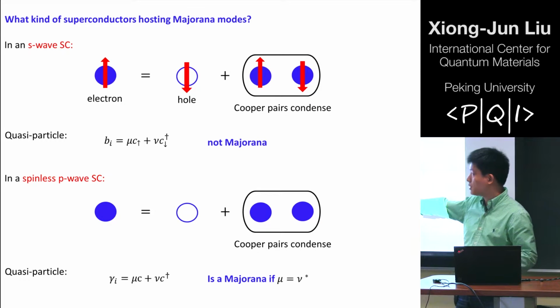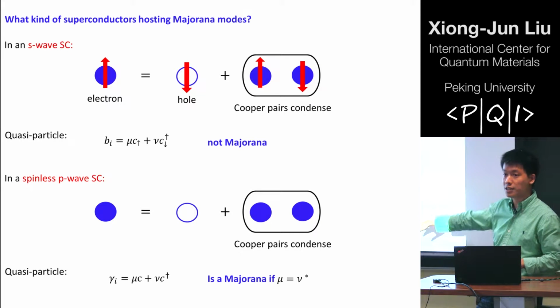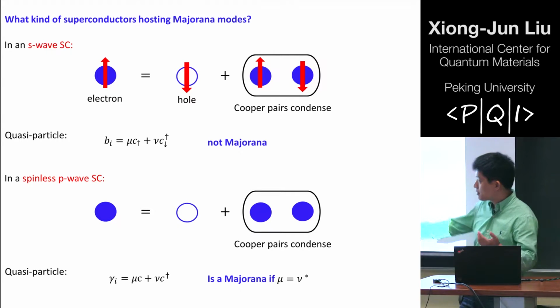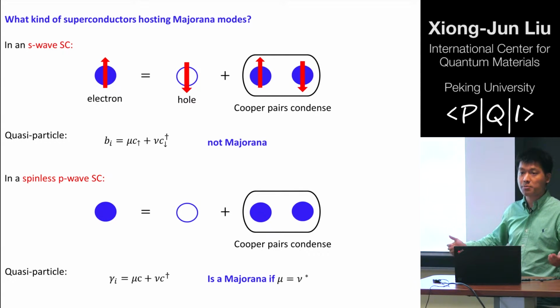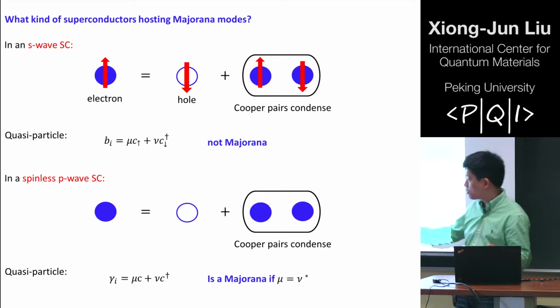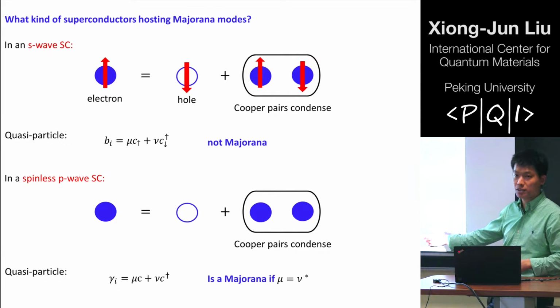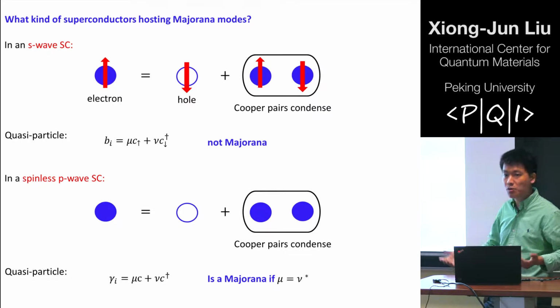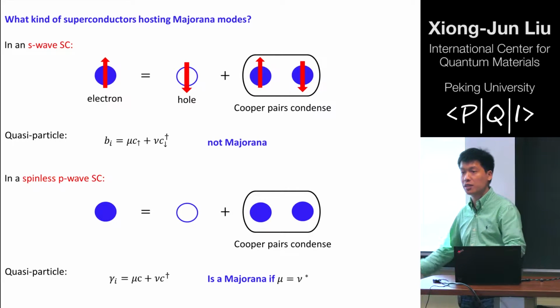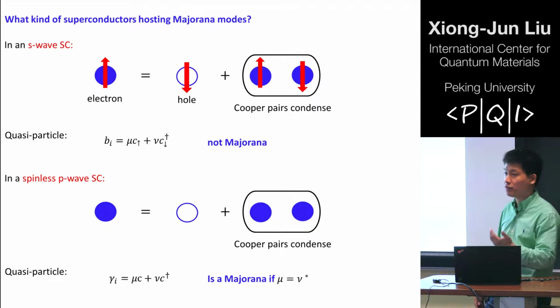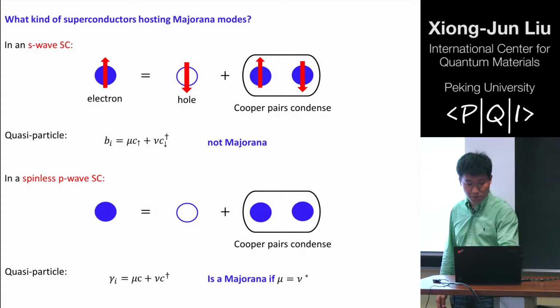So actually, the pairing induces the coupling between electron and hole. Then the quasi-particle becomes c plus c dagger. When the coefficient satisfies some condition, this kind of quasi-particle becomes a Majorana fermion. So this is the simple picture of why you want to search for the p-wave superconductor, so that you can have the topological superconductor and obtain the Majorana fermions. So this is the simple motivation.